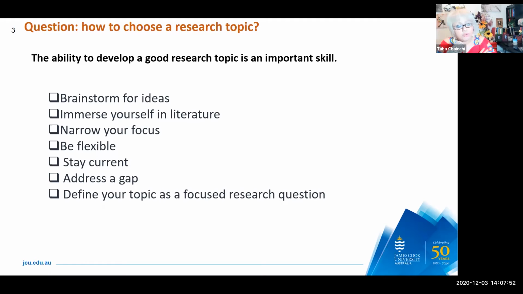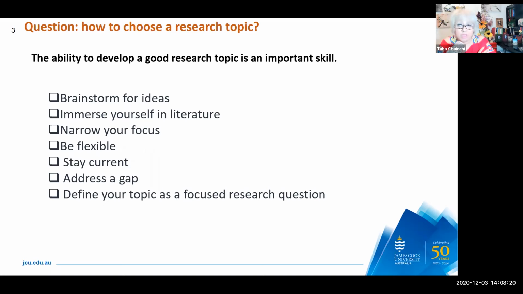Also remember, if you are trying to find a topic to write a paper or a thesis, you need to define how narrow your focus should be. We cannot solve all the world's problems in one thesis or one paper. Remember that. It has to be very narrowly focused on one particular question. So make sure your focus is narrow. Be flexible. Flexibility is really important.